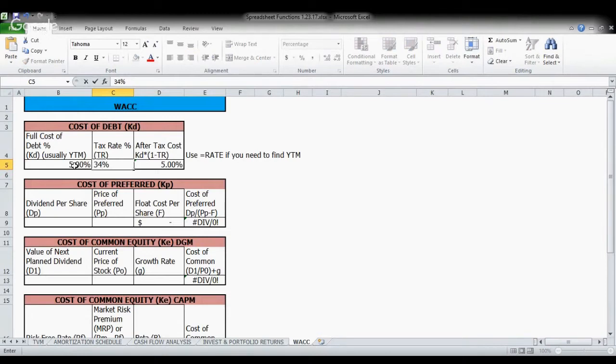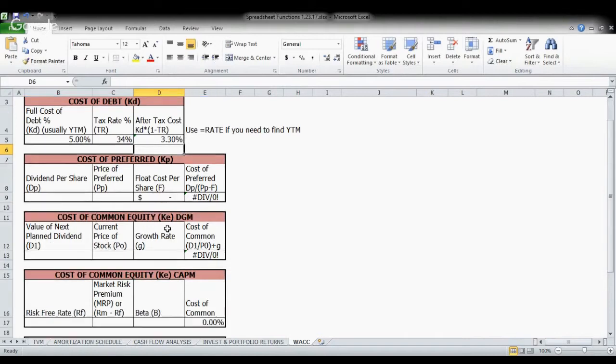Now, watch here in cell D5 when I hit return to send that formula into action, you can see that the cost of debt is adjusted for the taxation. So it's a 5% pre-tax cost, 34% tax bracket, and the formula here will show you how to calculate the after-tax cost of debt. So if you don't have the yield to maturity or a similar investment, you can use the rate function, and I'll create a video pretty soon to show you exactly how to do that.